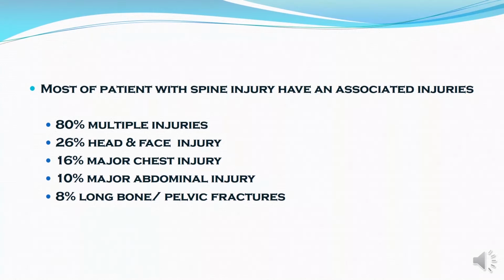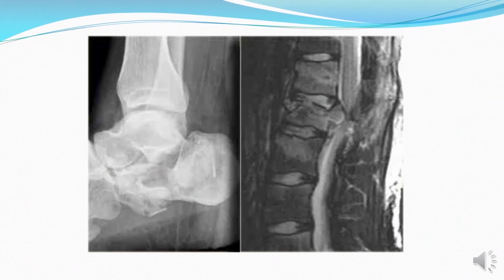Most of the patients with a spine injury have associated injuries. 80% of spine patients have multiple injuries. 26% of them have head and face injury, 16% present with major chest injury, 10% with major abdominal injury, and 8% with long bone or pelvic fractures. Here is an X-ray showing a burst fracture of the dorsolumbar area, and it is associated with fracture calcaneum. Usually it is from an axial loading injury.